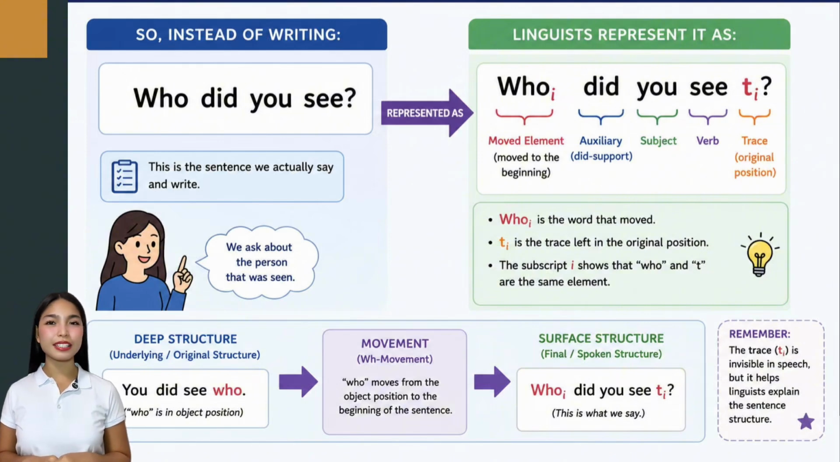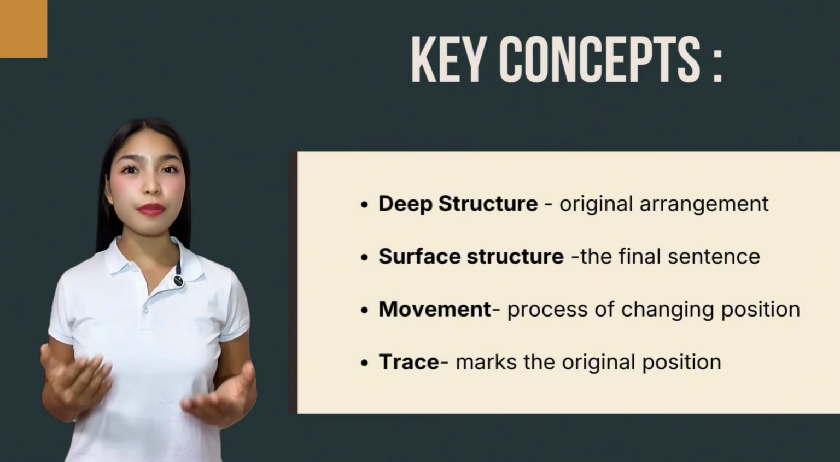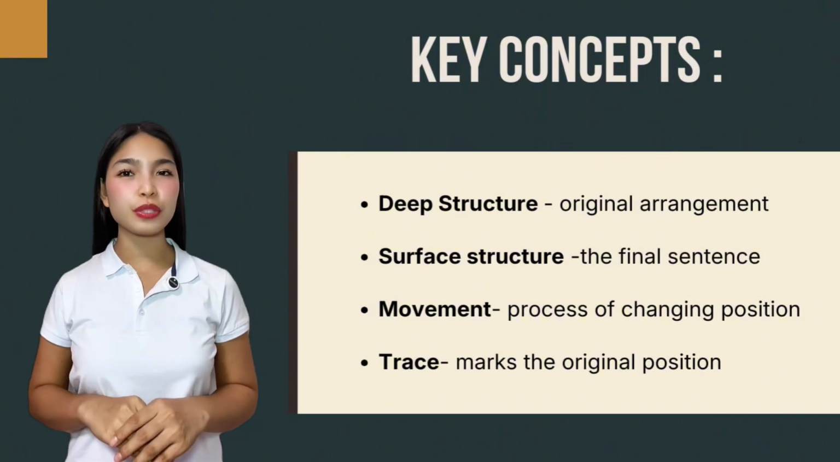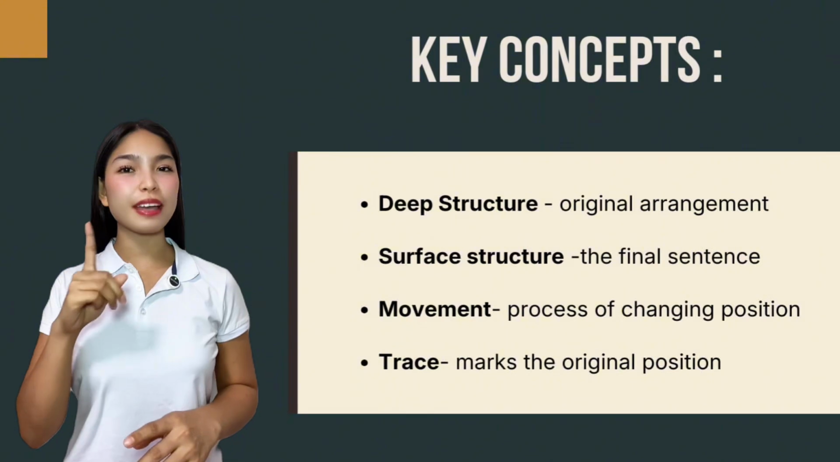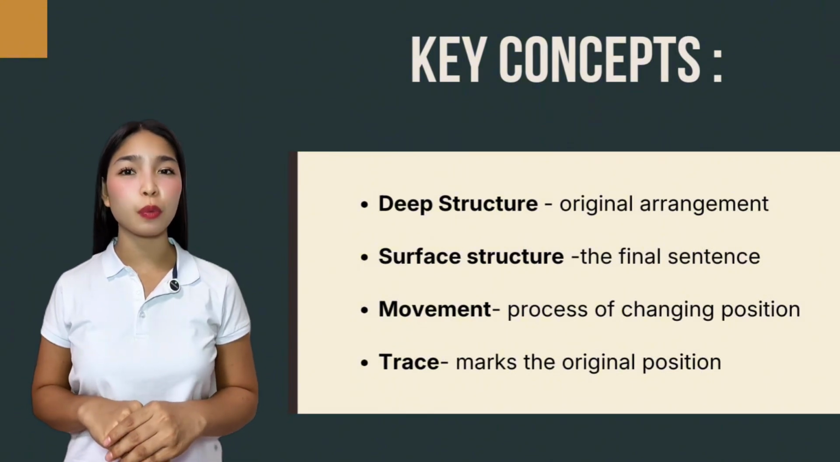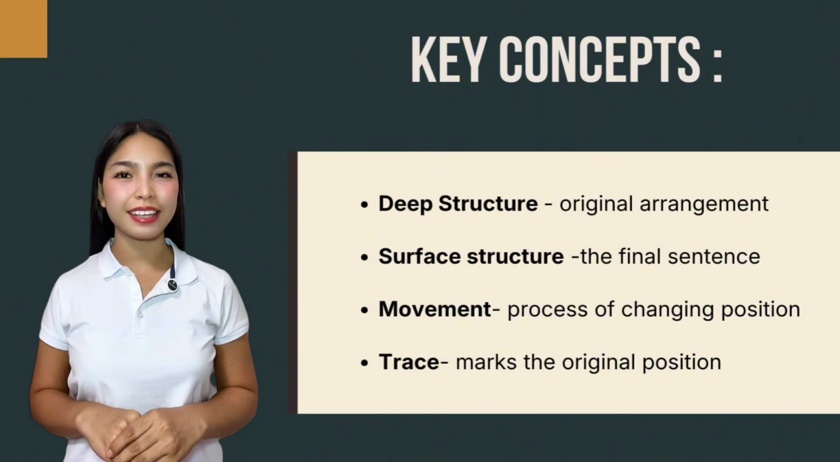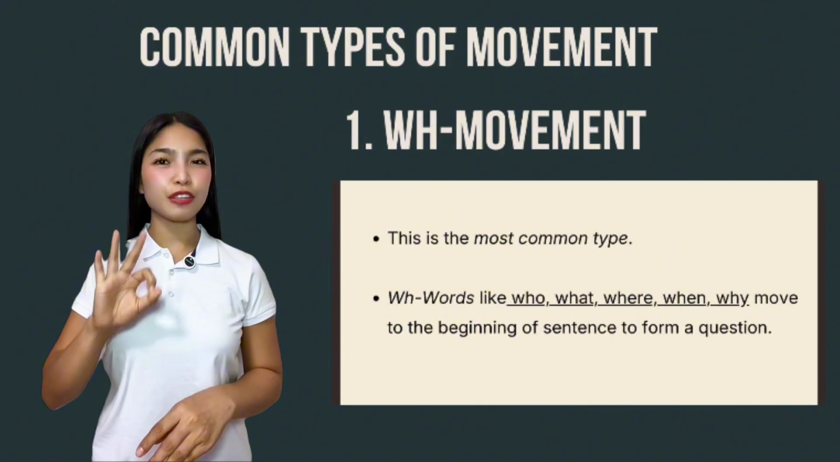So the small t marks the original position of the word who. Although we cannot hear or see this trace when speaking, it helps linguists explain where the word came from and how the sentence was formed through movement. So to summarize, deep structure shows the original arrangement, surface structure shows the final sentence we speak, movement is the process of changing the position of a word or phrase, and trace marks the original position left behind after the movement. So now that we understand the basic concepts of movement theory, let's explore the three common types of movement.